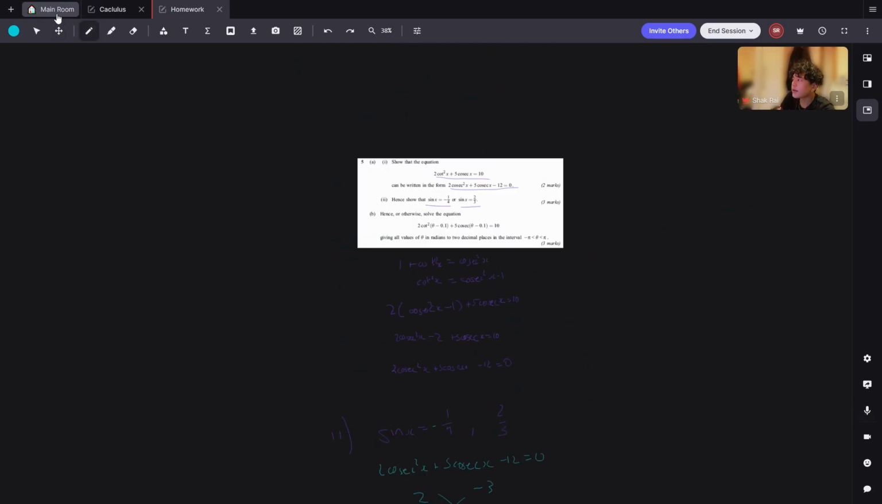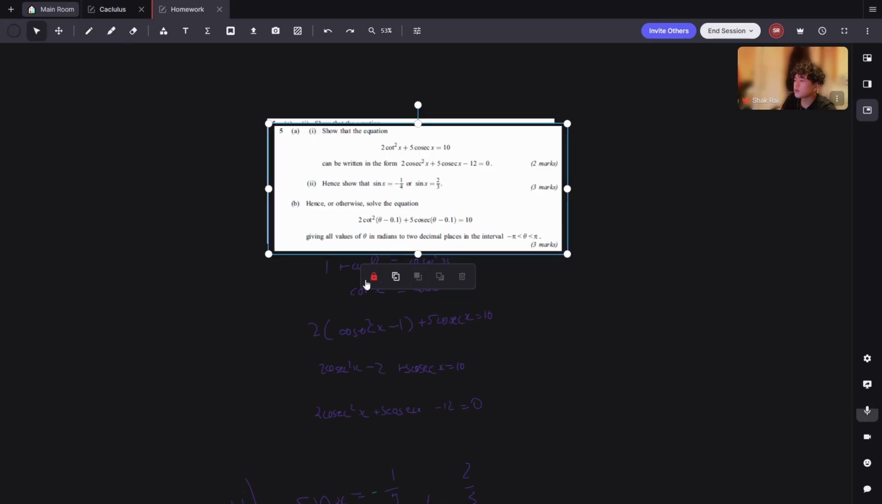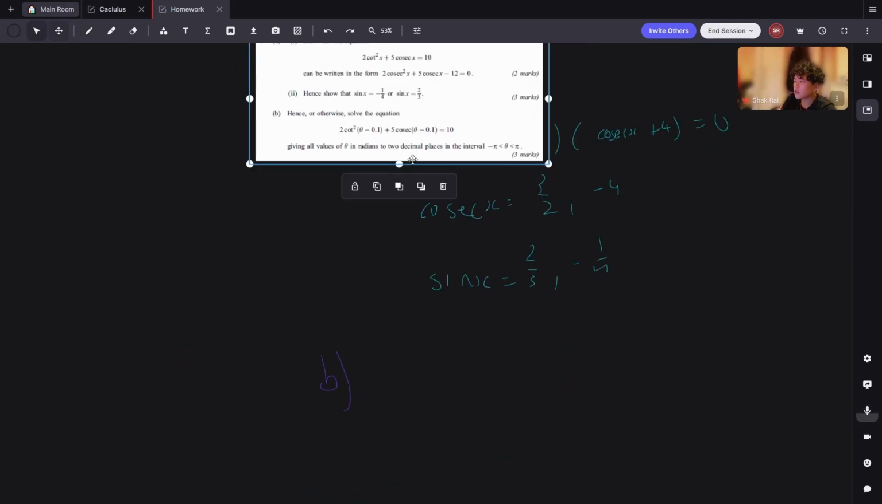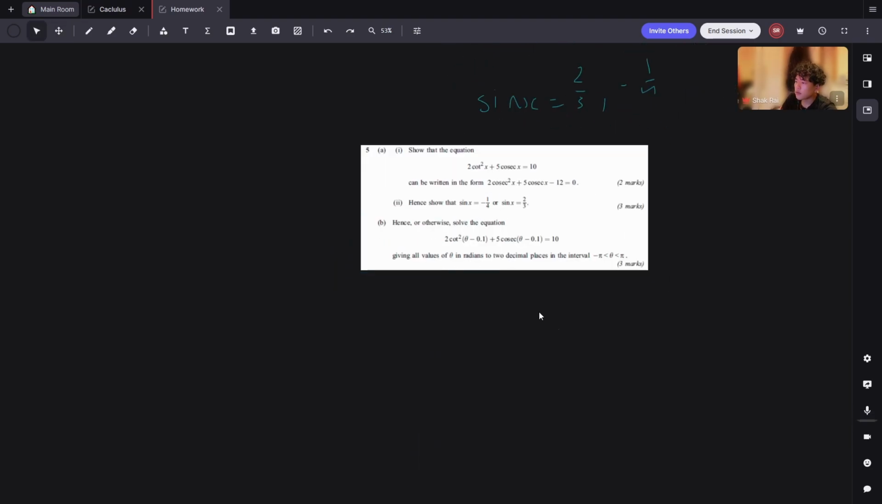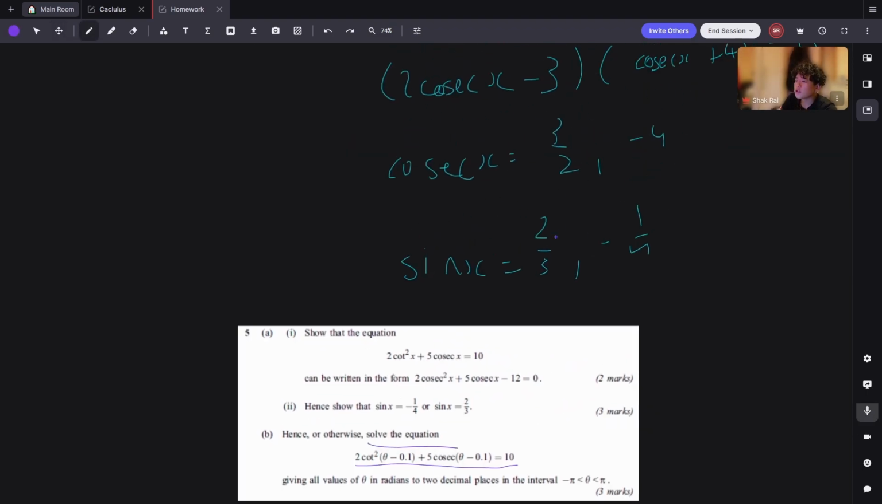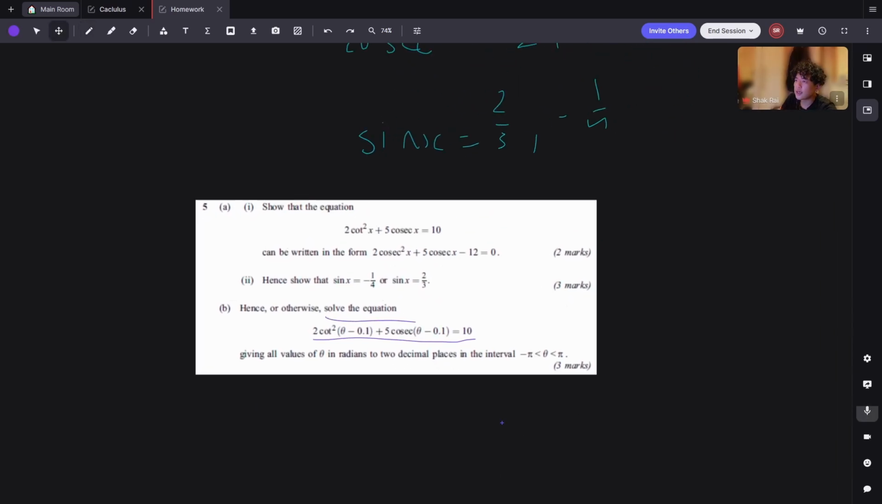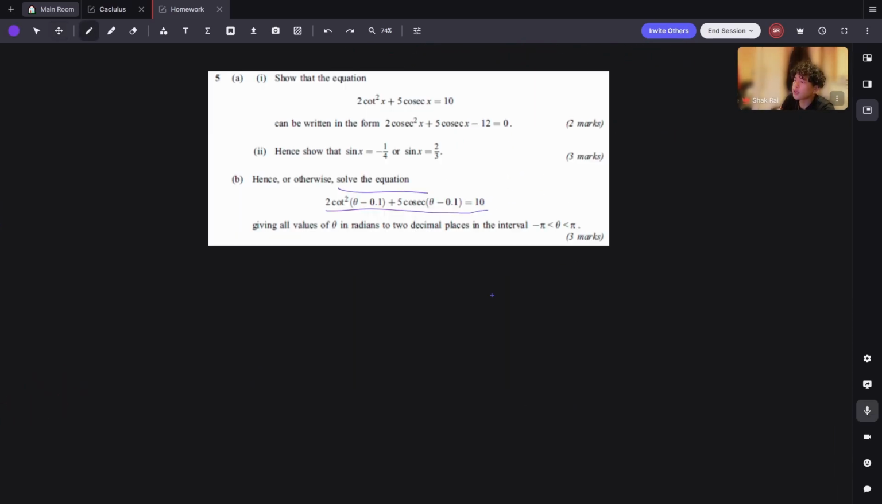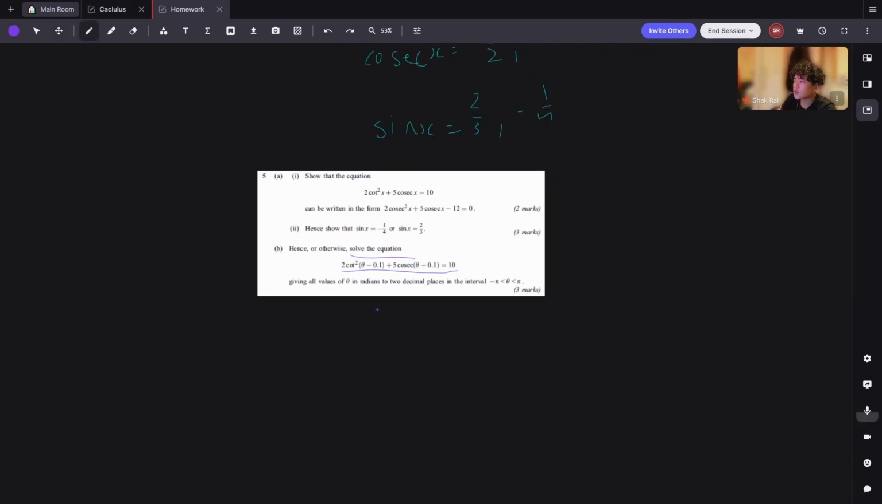Perfect. Okay, now part B finally. I'm just going to copy and paste this over because I don't want to write this down again. So now we're doing part B. Hence or otherwise solve the equation 2 cot squared theta minus 0.1. We've already solved most of this because we know that sine x equals this. So all we're going to have to do is, instead of x, we just put in theta. So sine of theta minus 0.1 equals 2/3 or minus a quarter.